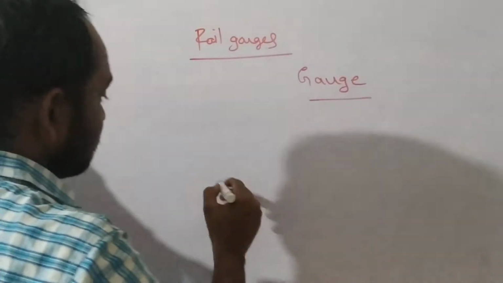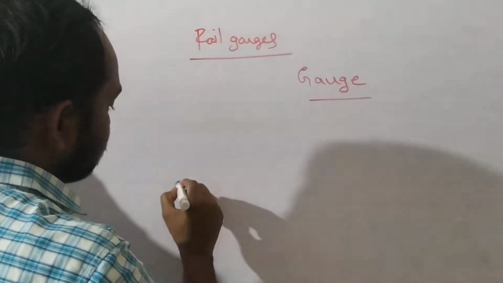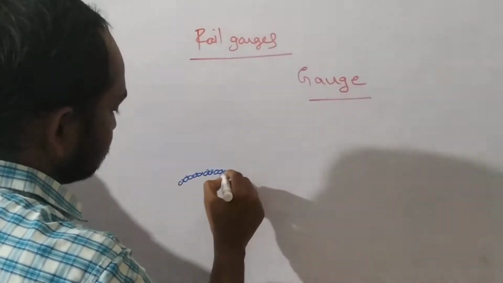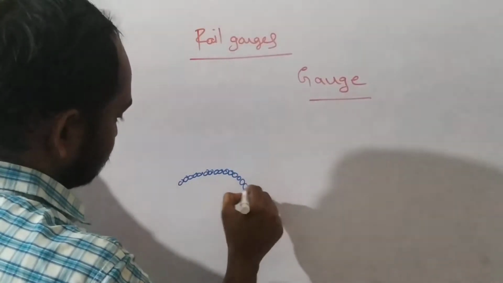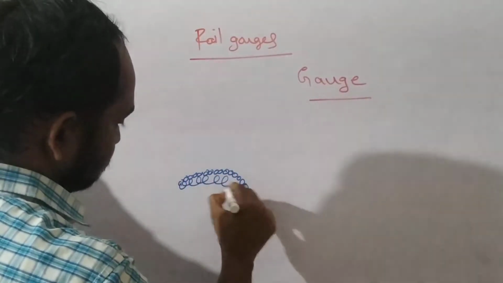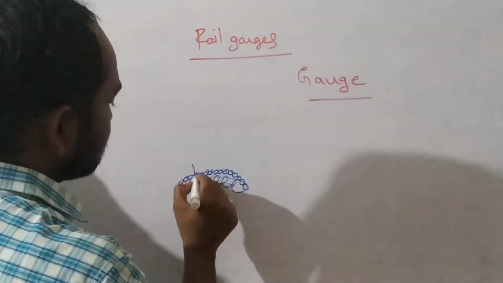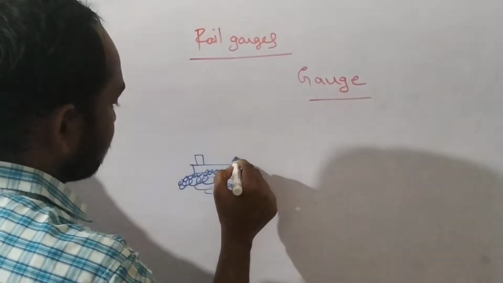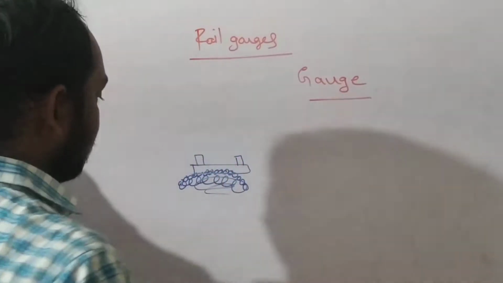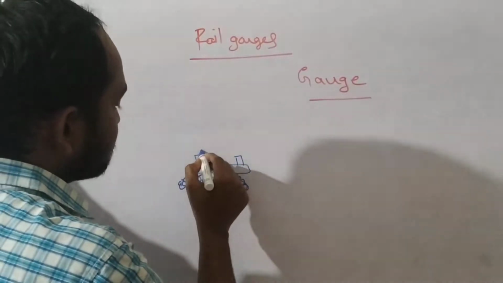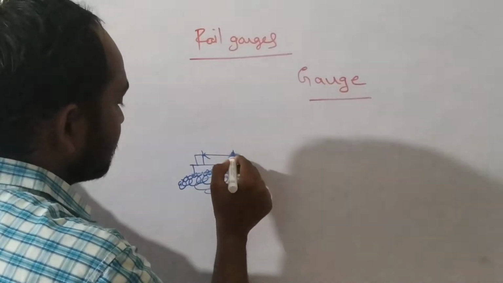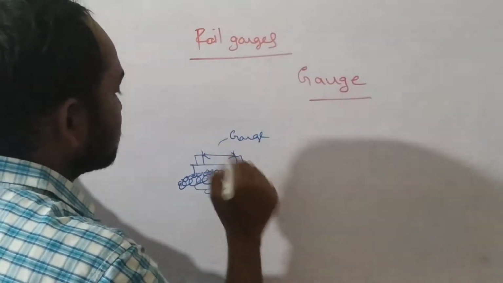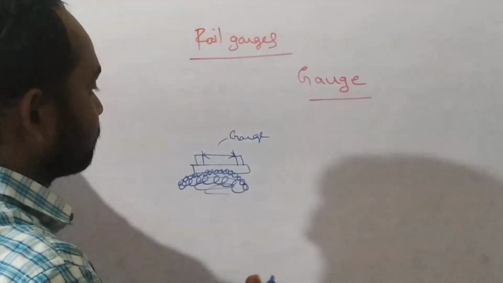You can see, if it is a railway track, this is the ballast. Above the ballast, sleepers will be laid, and above the sleepers, rails will be laid. The distance between the two inner faces of the rails is called the gauge.